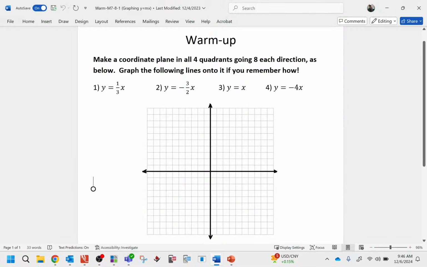Graph all those onto the coordinate plane and see what you can do. You don't want to pause the video because we're ready to talk about it here. So let's see if we can get there. Pause the video, work on that, and then let's go.